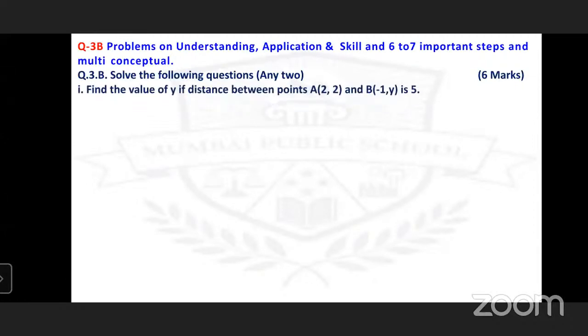Now first, find the value of y if the distance between points A(2, 2) and B(-1, y) is 5. Again, this question is from the chapter coordinate geometry. Two points are given, their distance is given as 5, and here you have to find the value of y. Since the distance is given, we have to apply the distance formula.